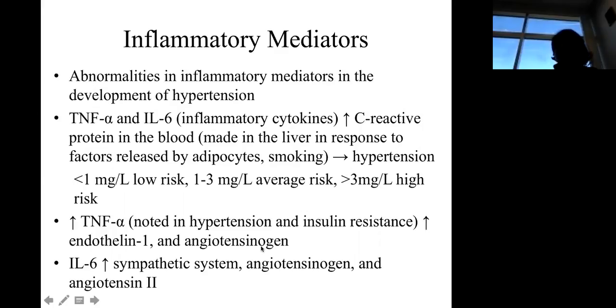of angiotensinogen. What does angiotensinogen do? In the presence of renin, it can get converted into angiotensin-1 and ultimately angiotensin-2, which causes vasoconstriction. IL-6 can be independently involved in triggering hypertension. How? It could trigger sympathetic activation. We already know how bad overactivity of sympathetic system can be for hypertension. Again, it uses angiotensinogen, angiotensin-2 pathways to cause hypertension.